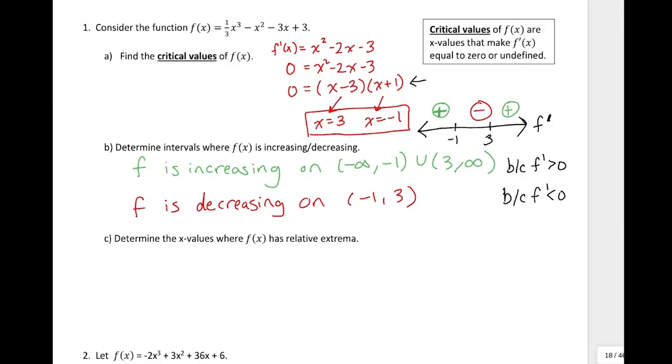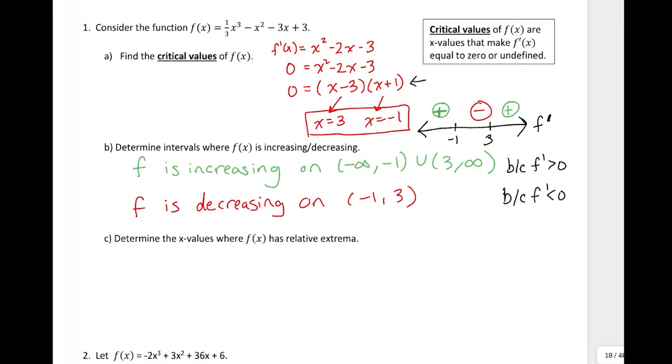Any questions so far? So that's part of the first derivative test. The other part is dealing with the extrema. So we want to find relative extrema, and we don't have to do any more work. Once you have that sign chart, that's really all you need to be able to answer this question. You just have to know what to look for.